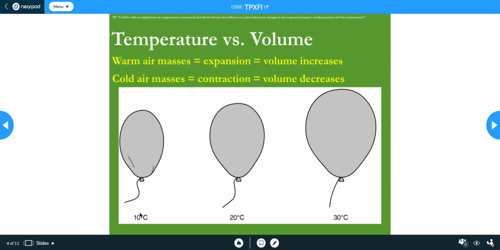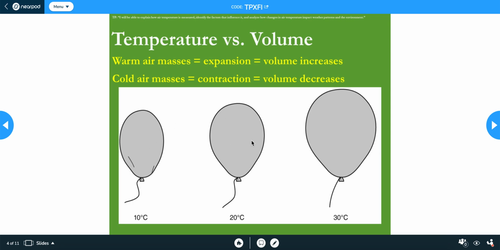All right, so going from left to right, we have 10 degrees Celsius, right? We can see that the volume of this balloon is small. And as you increase the temperature, now the volume becomes bigger. And then maybe at 30 degrees, the volume is at its max for that particular balloon, right? Because that balloon can only hold so much before it may pop if you continue with this temperature increase.